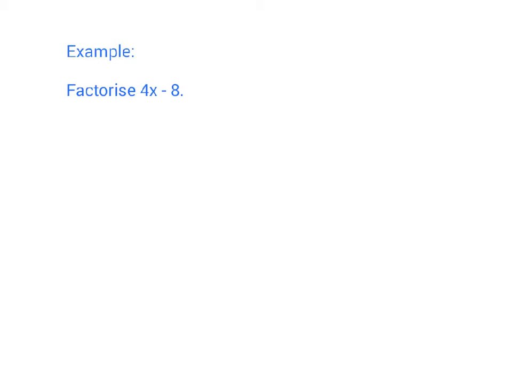The aim with factorising into a single bracket is always to take as much as possible outside of the bracket. So if we look at 4x minus 8, the largest common factor that we have there is 4. So let's take that outside the bracket. 4, and then what do we need so that we have 4 times something equals 4x? Well, that's x. We also need 4 times something equals minus 8, so that should give us minus 2.